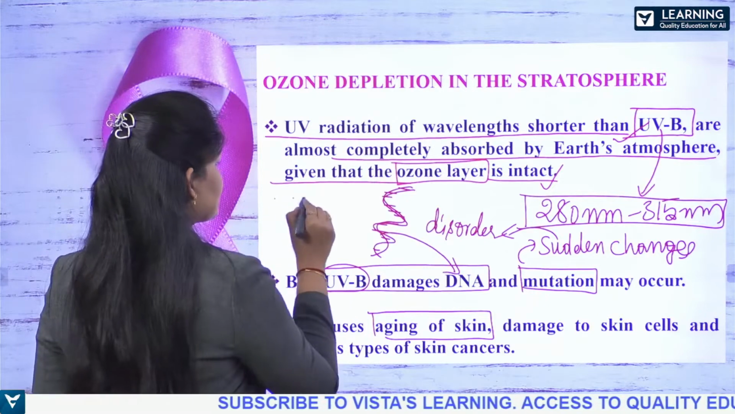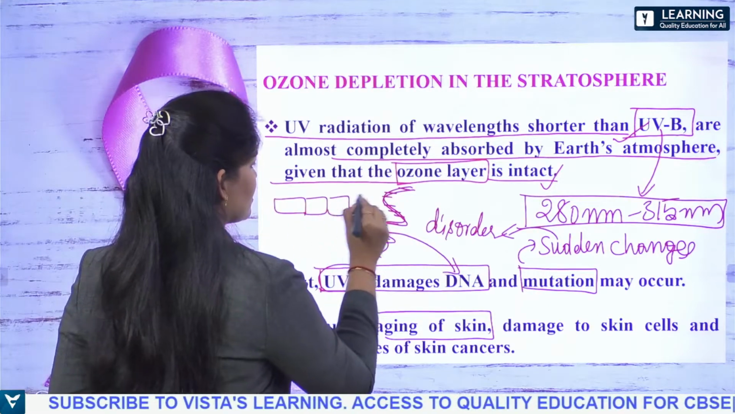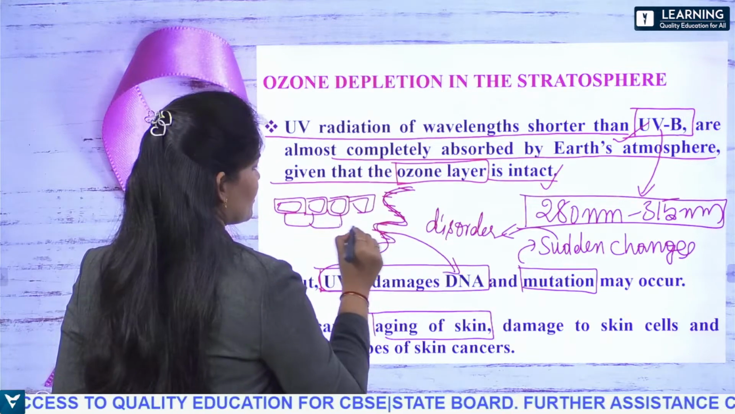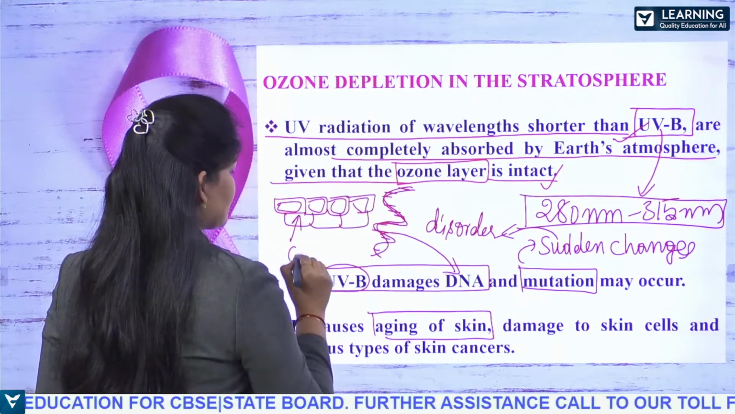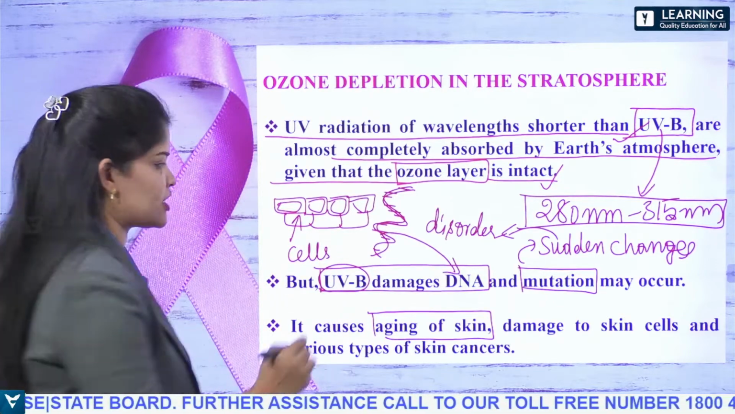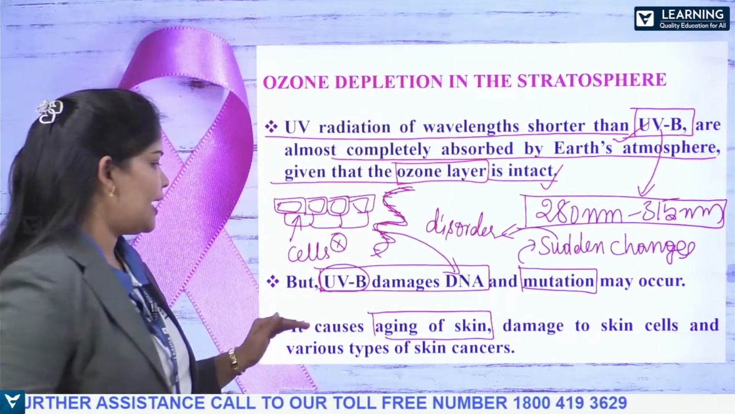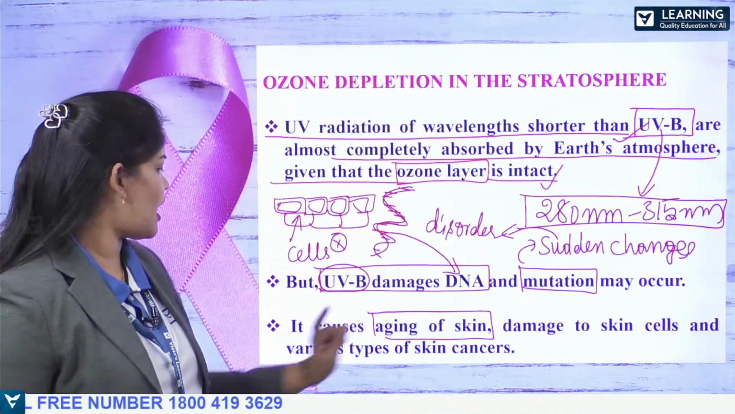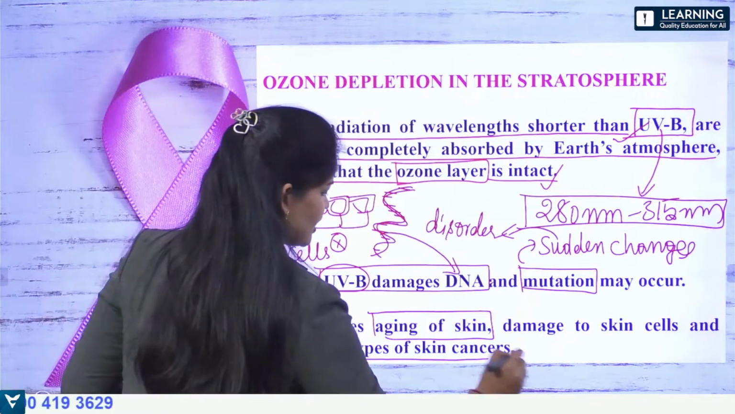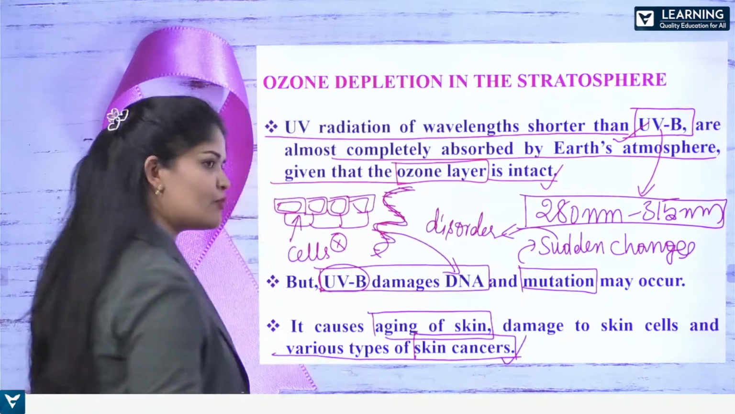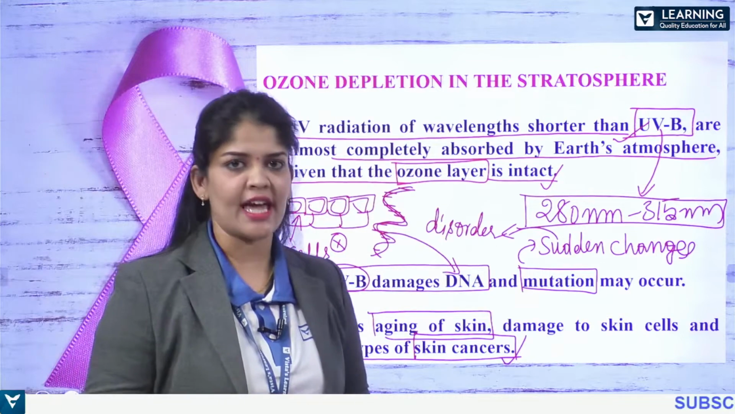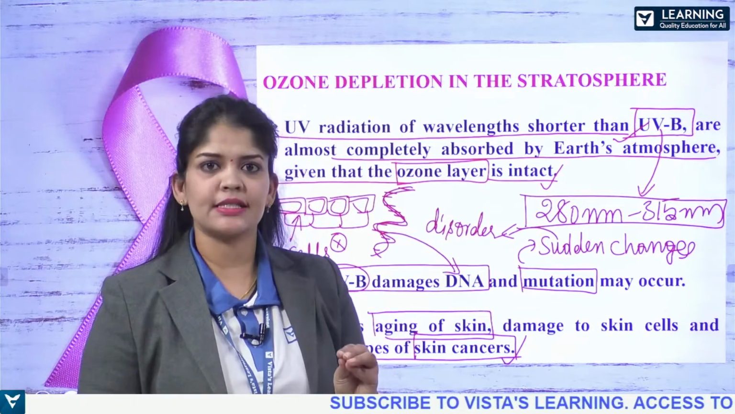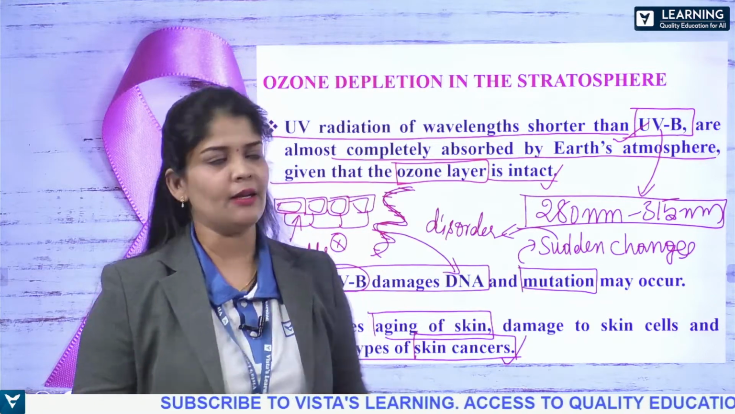So the skin cells, the dermis, are going to show its effect. These cells are going to get damaged. It causes aging of skin, damage to the skin cells, and various types of skin cancers. We know that UV rays are responsible for causing cancers, and that is particularly skin cancer because it is going to damage the cells that are present in the dermal layer, that is skin.